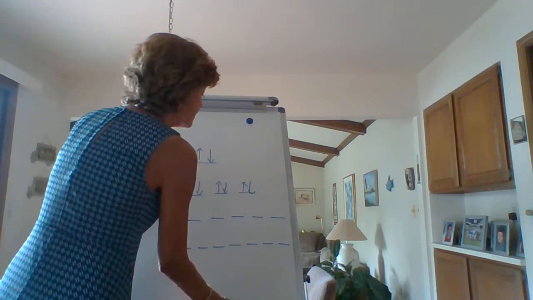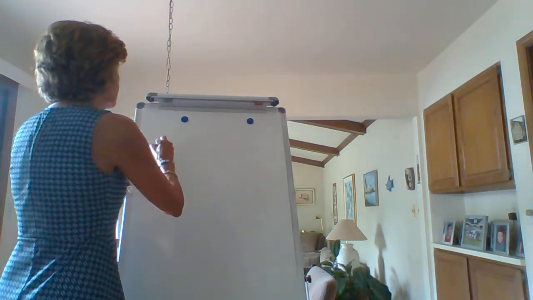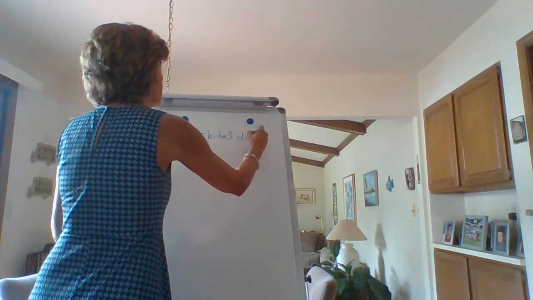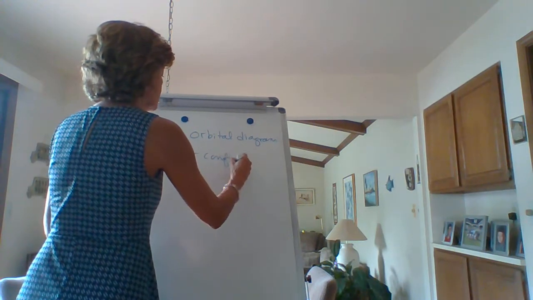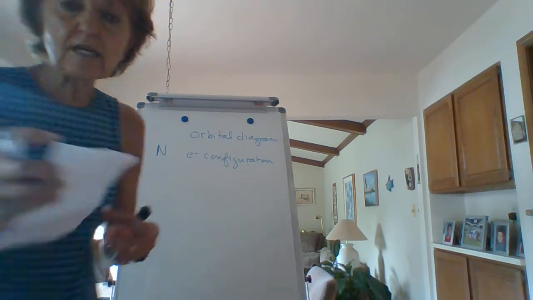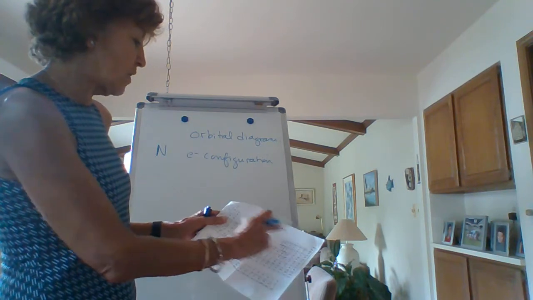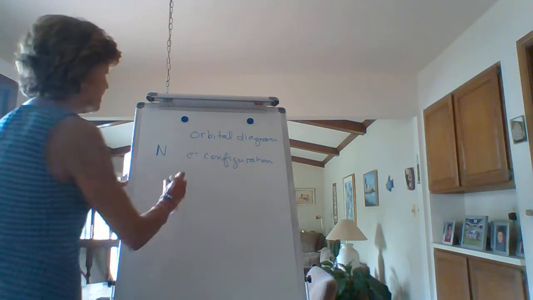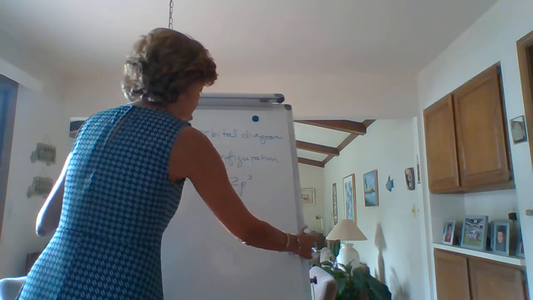All right, so let's do an orbital diagram for nitrogen. The first thing you want to do when you're doing an orbital diagram is to first write the electron configuration. What's the electron configuration of nitrogen? Let's take a look at our periodic table. You see where nitrogen is. So it's going to be 1s2, 2s2, 2p3. So let's write that down. 1s2, 2s2, 2p3. Okay, great.